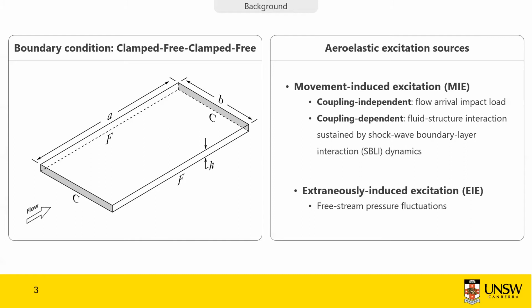The other source is the fluid-structure interaction, which is developed between the structure and the fluid, sustained by the shockwave boundary layer interactions in this case, because we're dealing with a shock impingement situation, and I'm going to explain why I'm choosing that particular configuration. The last aeroelastic excitation source that may contribute to our problem is the free stream pressure fluctuations. That's called the extraneously induced excitation. Extraneous because it's far away from our problem. It comes from the free stream rather than the model itself.